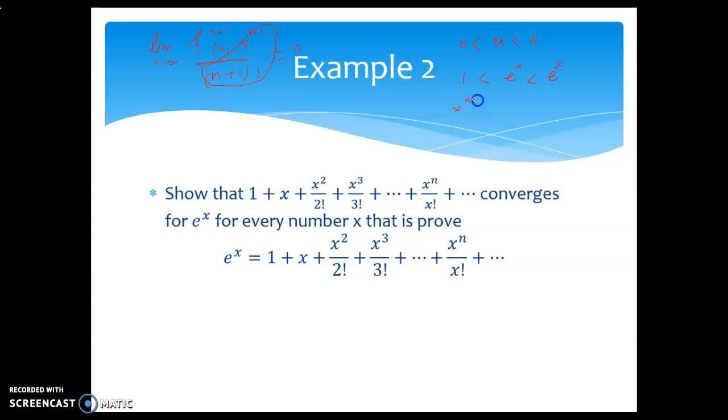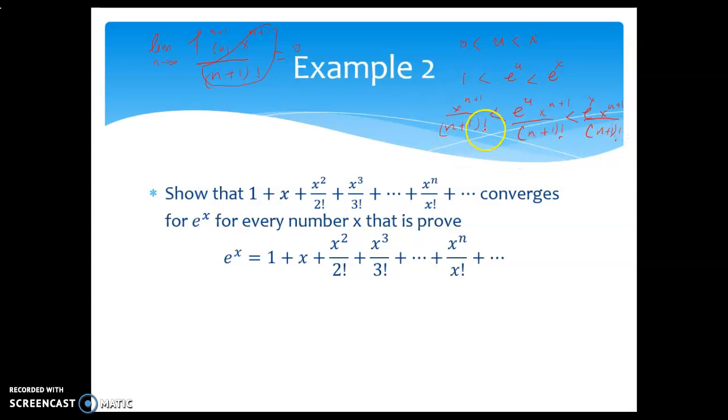x raised to the power of n plus 1 over n plus 1 factorial less than e raised to the power of u times x to the n plus 1 over n plus 1 factorial less than e to the x times x raised to the power of n plus 1 over n plus 1 factorial.